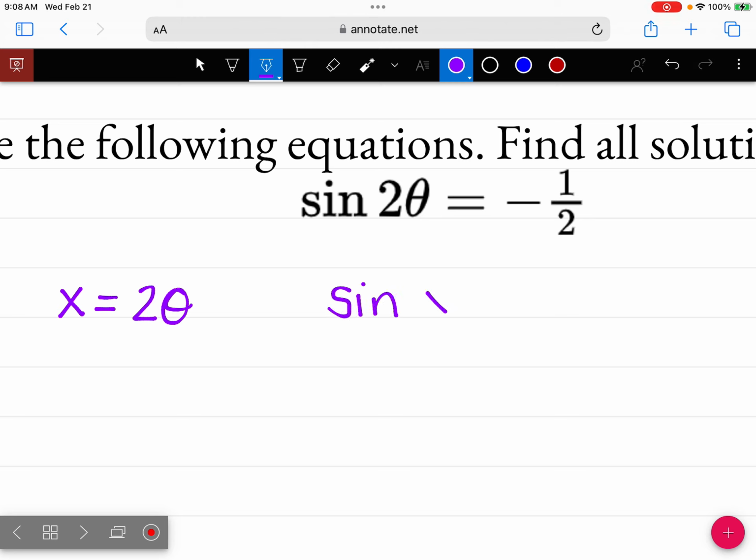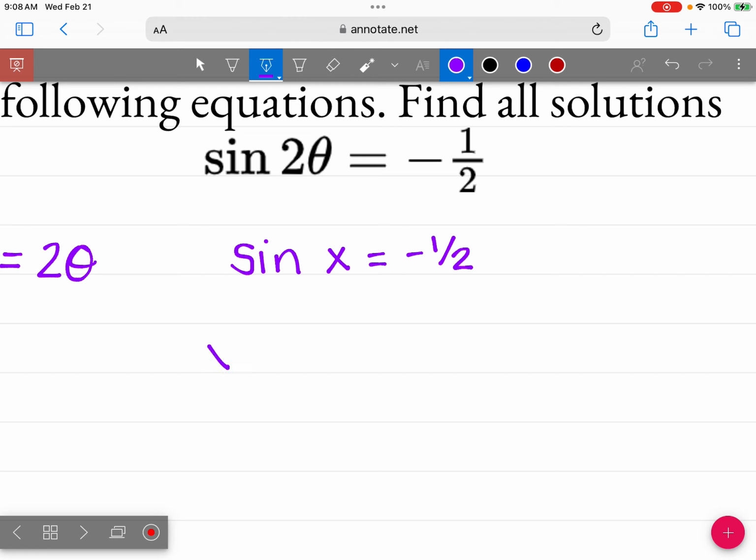If I set x equal to 2 theta, I know that sine of x is negative 1/2. Where does sine of x equal negative 1/2? What would x equal? Think about your unit circle. Where is sine negative 1/2? It is 7 pi over 6. Is there another one? And 11 pi over 6.